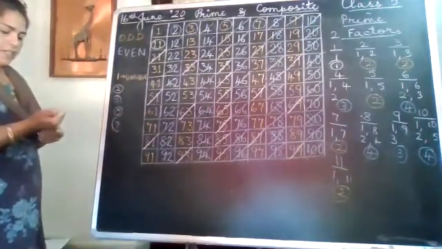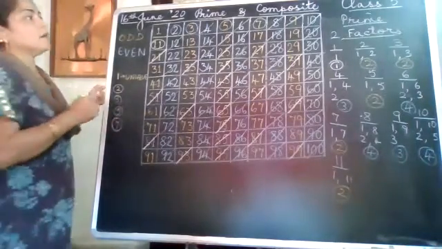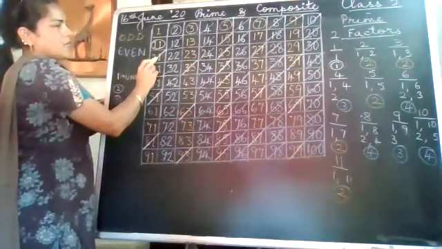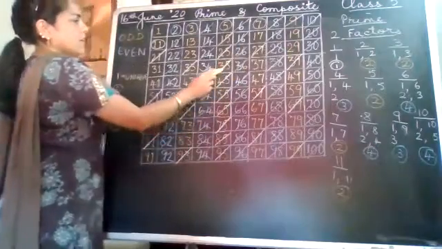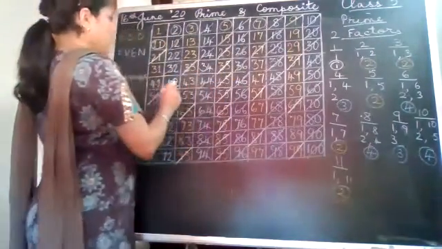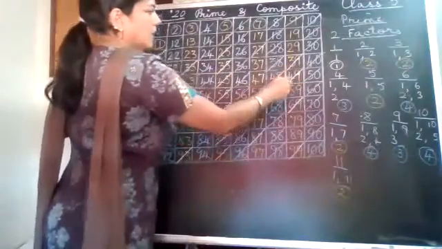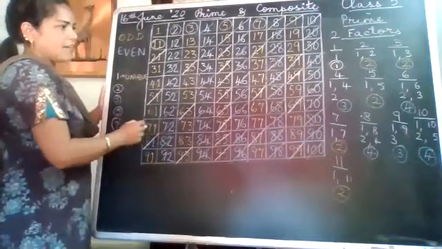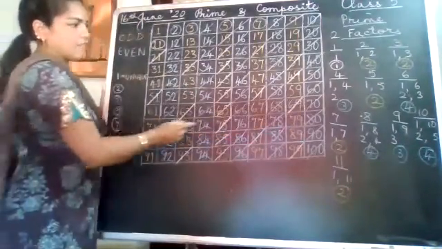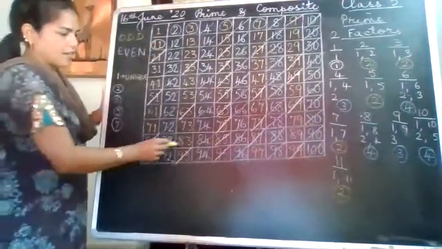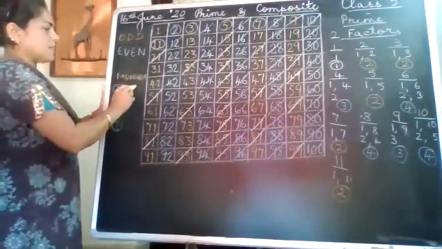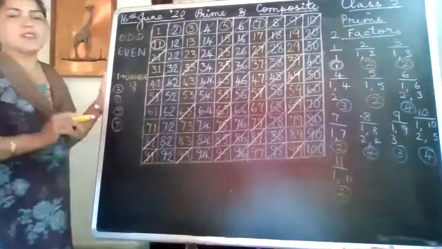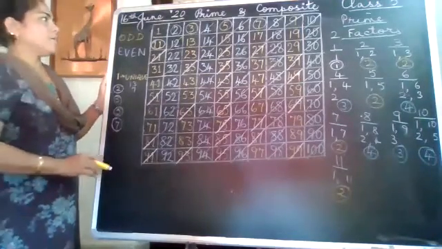Okay, all the multiples of 7 you have to remove from here. 7 is a prime number, 7 2s are 14, 7 3s are 21, 7 4s are 28, 7 5s are 35, 7 6s are 42, 7 7s are 49, 7 8s are 56, 7 9s are 63, 7 10s are 70, 7 11s are 77, 7 12s are 84, 7 13s are 91. Okay, enough. Over. Now, whichever numbers are left, they are all your prime numbers.